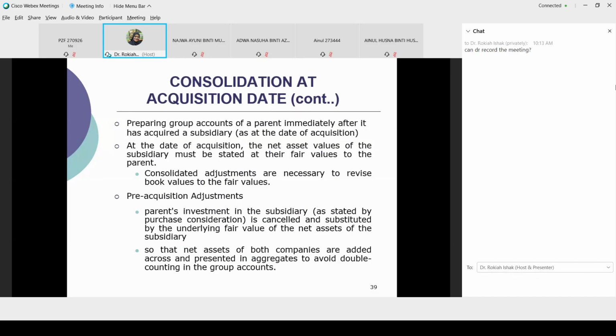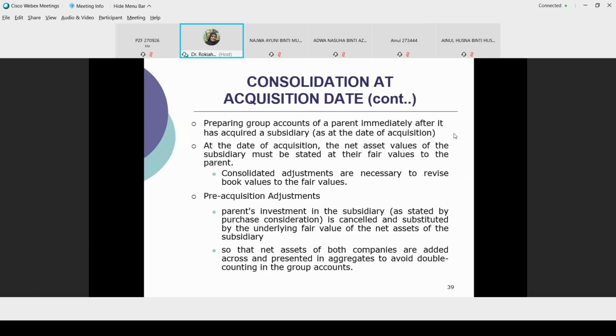So once you have an acquisition, a parent and subsidiary relationship, the first thing that you need to prepare is a group account. You need to prepare a group account of a parent immediately, which means that the parent is going to prepare the group account immediately after it has acquired a subsidiary. That means at the acquisition date, they need to prepare the group's account. At the acquisition date, the net asset value of the subsidiary must be stated at fair value. All the assets and liabilities should be stated at fair value.